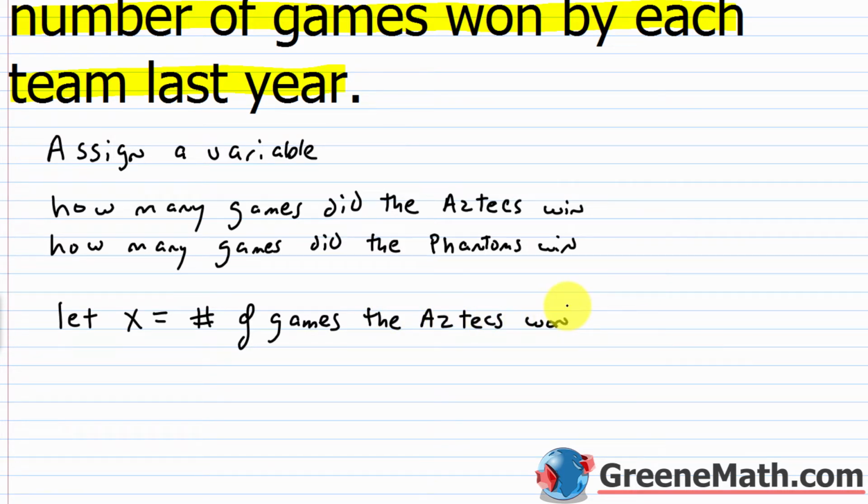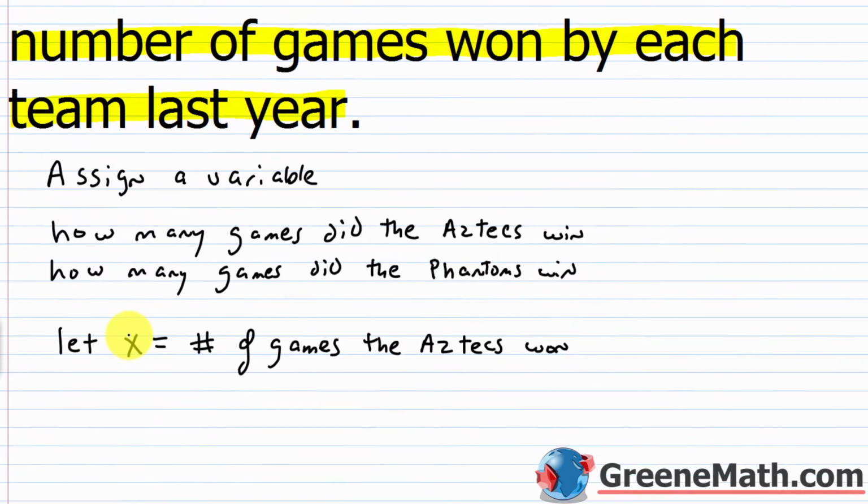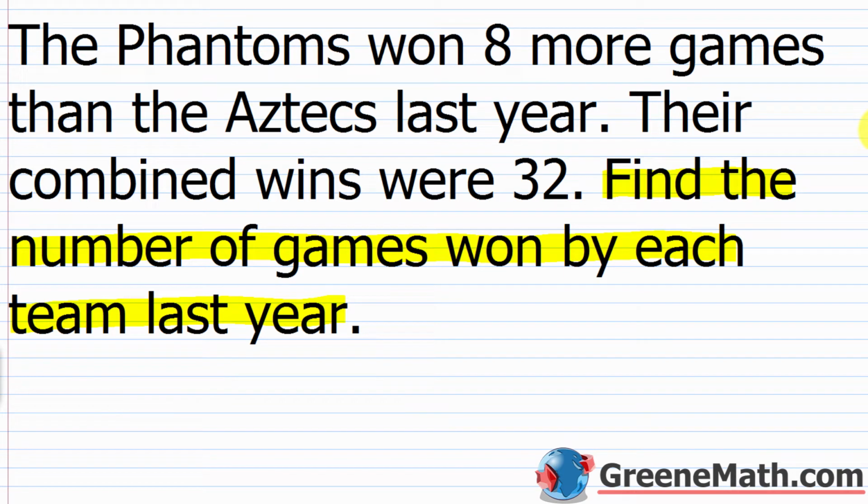Now you might be saying, okay, well, if x equals the number of games that the Aztecs won, what are you going to do about the Phantoms? Well, you're going to express the number of games that the Phantoms won in terms of this variable x. So let me show you how to do that. Let's scroll up to the top. So if I let x equal the number of games that the Aztecs won, well, the Phantoms won 8 more games than the Aztecs last year.